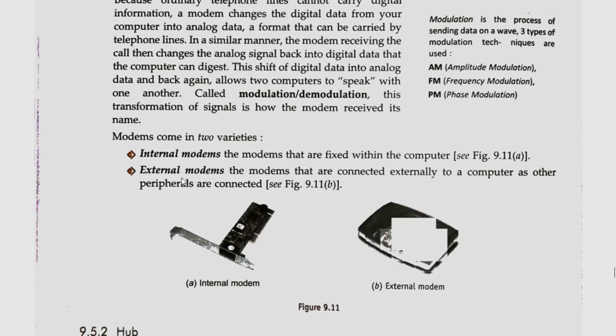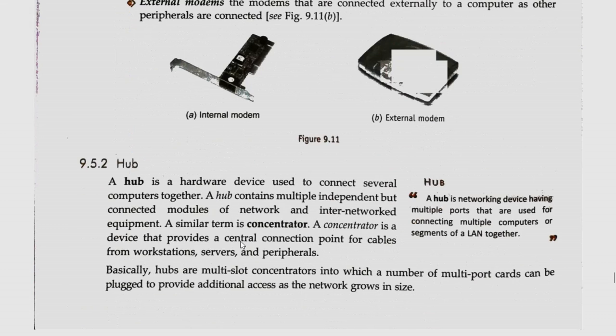So why are we using modems? Basically for accessing the internet. If you have an internal modem in your system, you can go for the cable connection, and if you want the connection to be done wirelessly, you have to go for the external modem. Now the next thing is the hub. What is a hub?